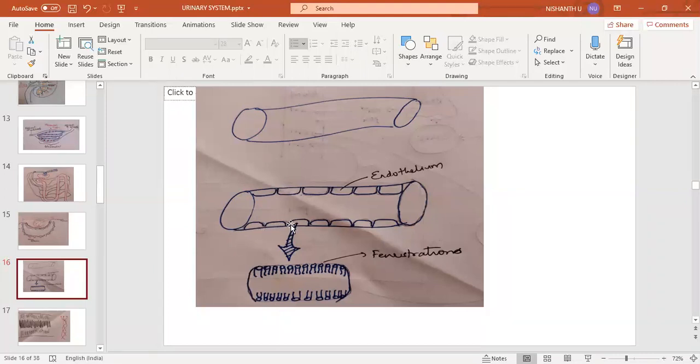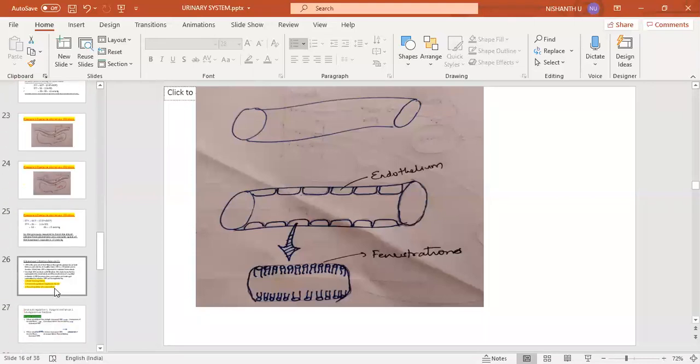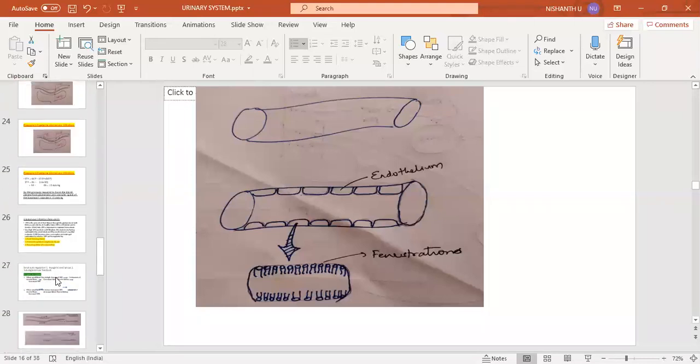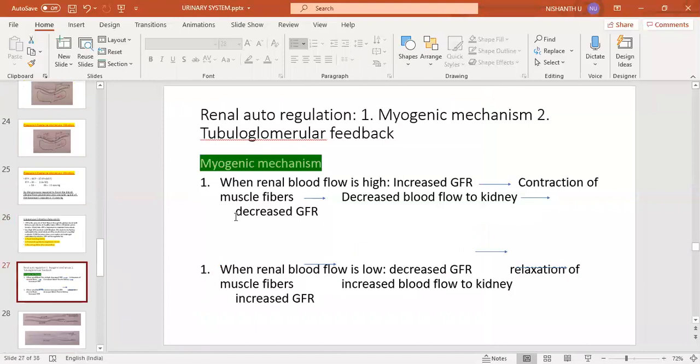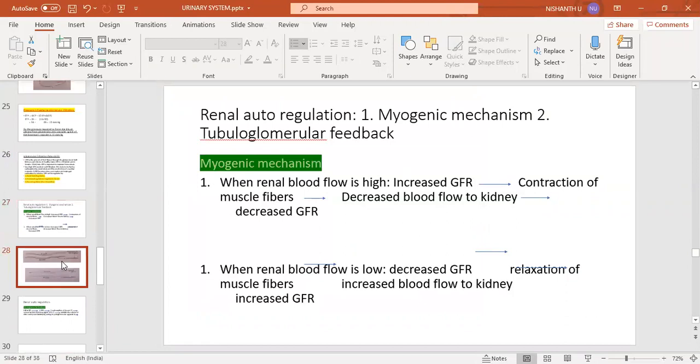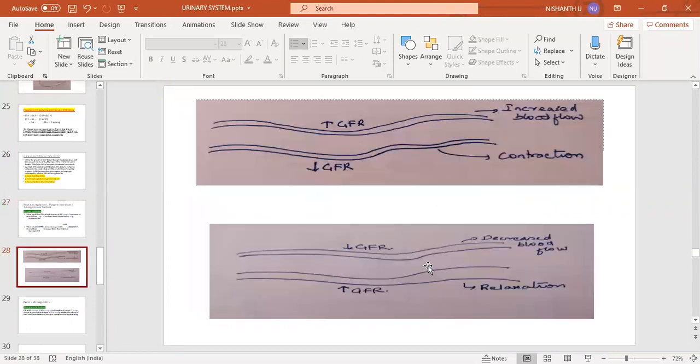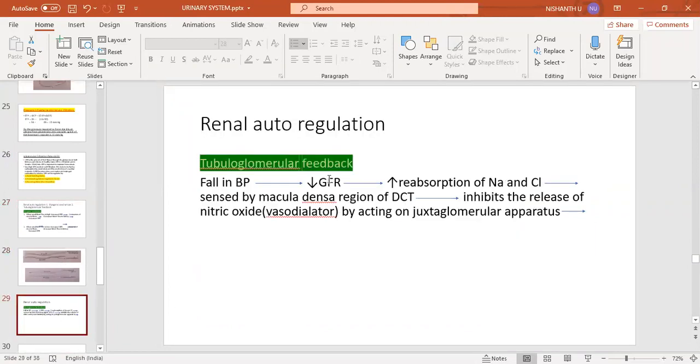These are the different mechanisms by which the filtration will be regulated. The first one is the myogenic mechanism. That's what we discussed earlier, contracting the blood vessel as well as dilating the blood vessel. So this is the diagrammatic representation of what we discussed. Next one is tubuloglomerular feedback. When there is a fall in blood pressure, then automatically glomerular filtration rate is decreased.